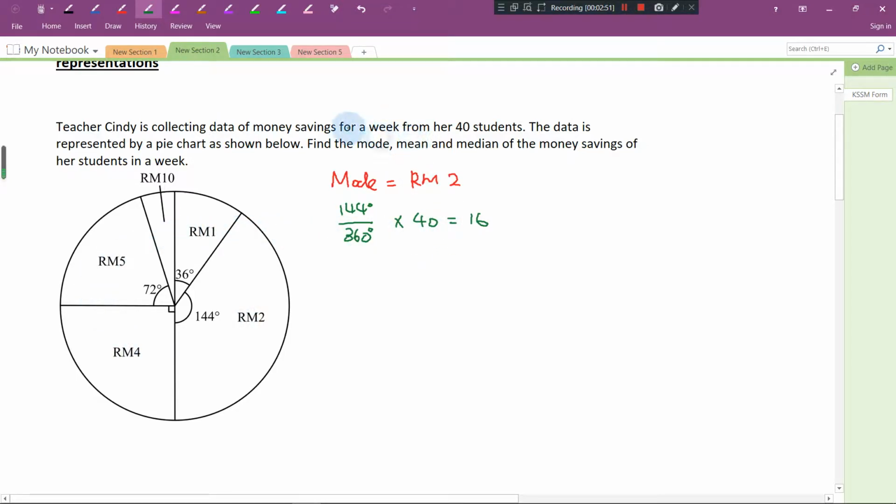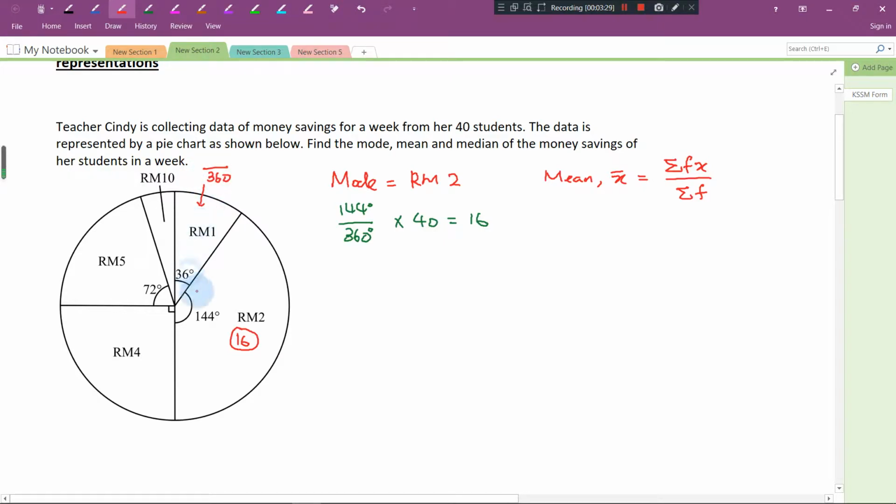Now, let's go to mean. Still remember the formula for mean, sum of fx divided by sum of f, that means total frequency. So we need the frequency, and we times the data, add up all together and divide by the total frequency. The frequency for this RM2 is 16. So we can do exactly the same thing for the rest of the sectors to get their frequency. So how to find the frequency for this sector? Okay, let's try this one first.